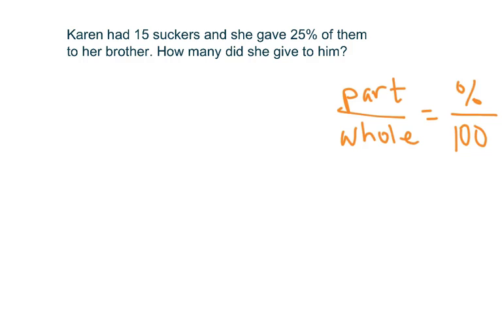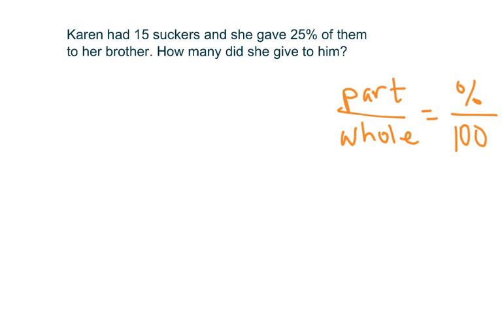The last thing, remember back a couple of slides ago, we talked about the other proportion you could have is part over whole equals percent over 100. And this is still the percent proportion, but this is the one we're going to use when we're dealing with word problems. These word problems, you're not going to be able to look for the words is and of. They won't be there. It technically means the same thing, though. Part means is, whole means of. So let's take a look at this word problem. It says Karen had 15 suckers, and she gave 25% of them to her brother. How many did she give to them?